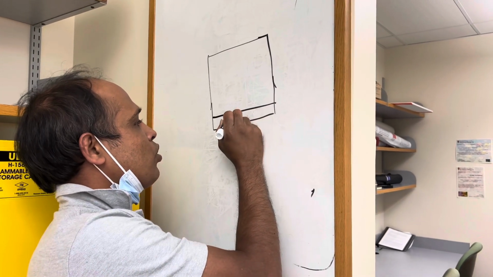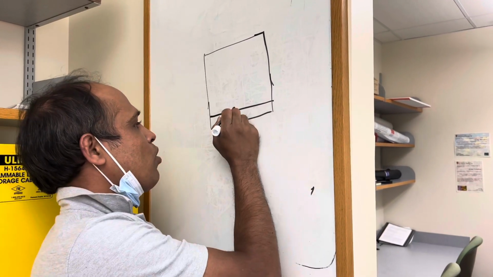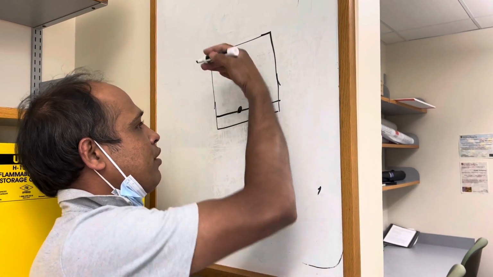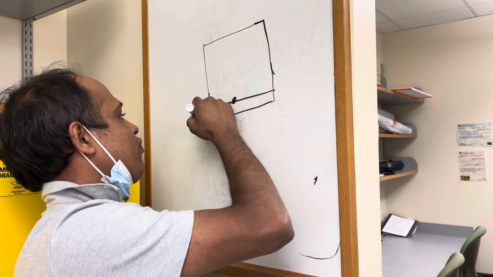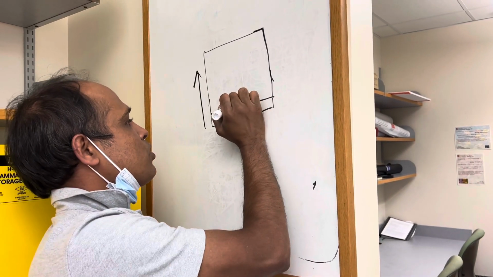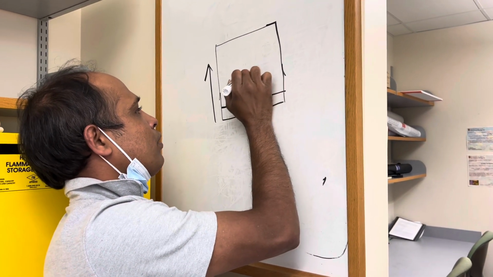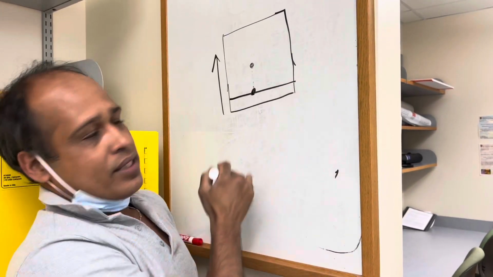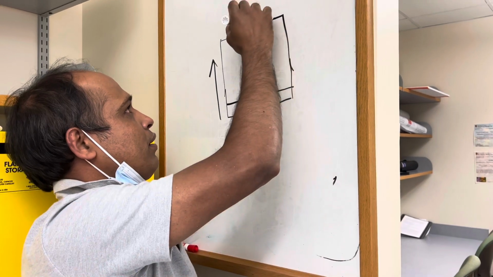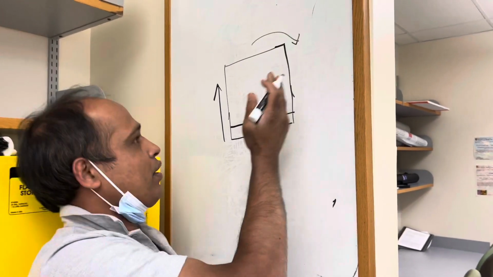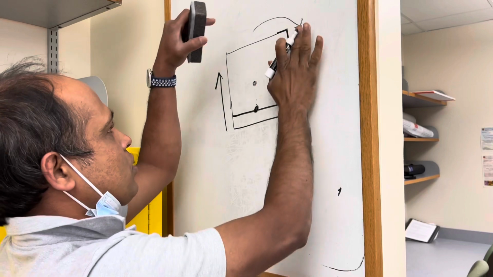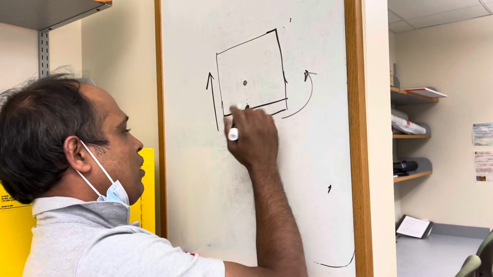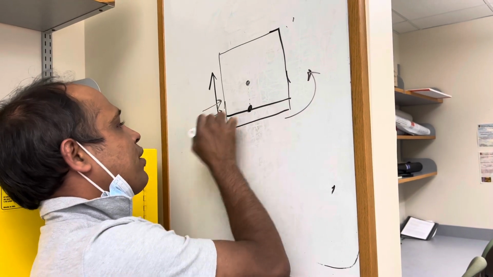Then put your compound spot here, and then run the mobile phase in this direction first. Suppose your compound moves here, and then rotate this silica 90 degrees this way, and after that run the solvent going that way.